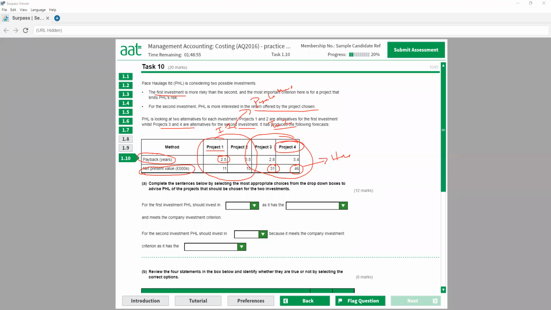So let's do this one. They said for the first investment, PHL should invest in project 1 because project 1 will give you the quickest payback, 2.5 years for the money to come back, and meets the company criteria. For the second investment, PHL should invest in project 4 because it gives the highest NPV. So project 1, quickly I'm getting back the money, that's why project 1. And investment 2, project 4, because this will give us the higher return.